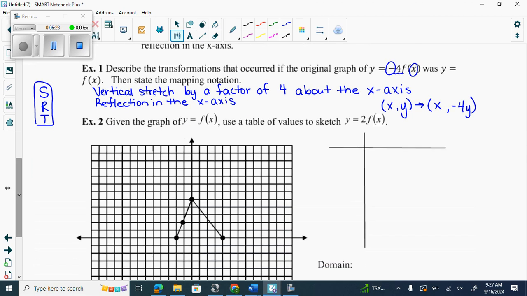So here it says, given the graph of y equals f of x, use a table of values to sketch y equals 2f(x). So let's talk about the mapping here. (x, y) becomes, did anything happen to my x? No. And my y becomes what? 2y. Okay, apply your 4 points. Get a new graph.